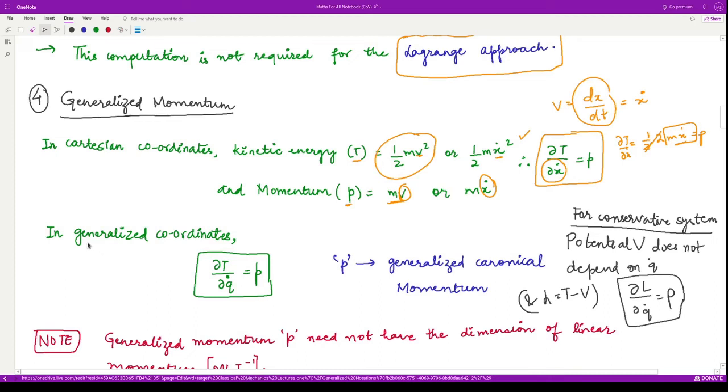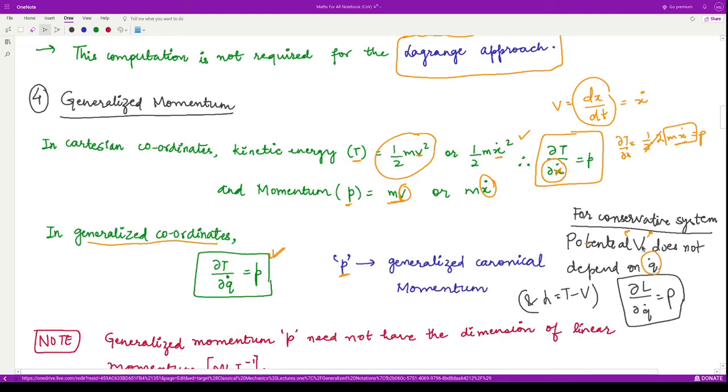But now we are talking about generalized coordinates. Therefore, the partial derivative of T with respect to the generalized coordinate. Earlier we were taking the Cartesian coordinate x. Now we will take the generalized coordinate. This is equal to momentum. So when you differentiate the kinetic energy with respect to the generalized velocity, you will get the generalized canonical momentum. So this expression is important. Moreover, for any conservative system, the potential V does not depend upon q dot. This thing is true.